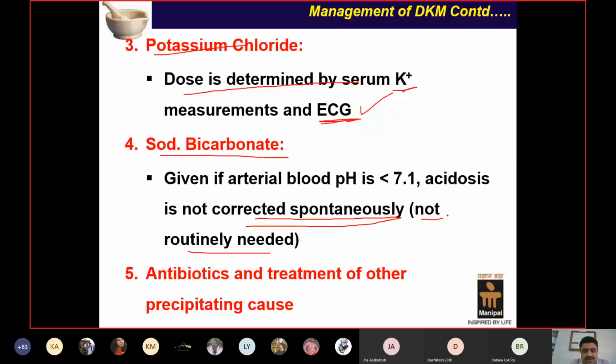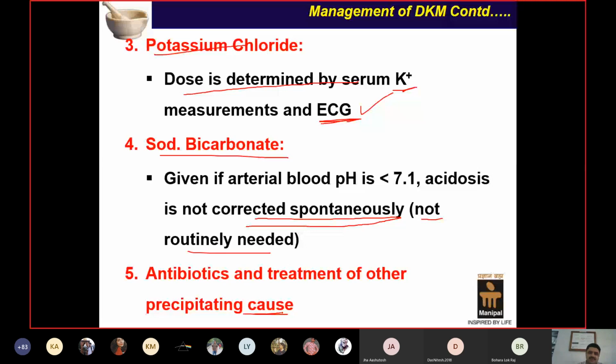Okay. Now, last is you have to eliminate the precipitating cause. What is the cause? Try to find if it is a stress. Try to eliminate the stress. Stress doesn't mean that it is always mental stress. If someone is undergoing a surgery, that is also a stress to the body. Even an infection is also a stress to the body.